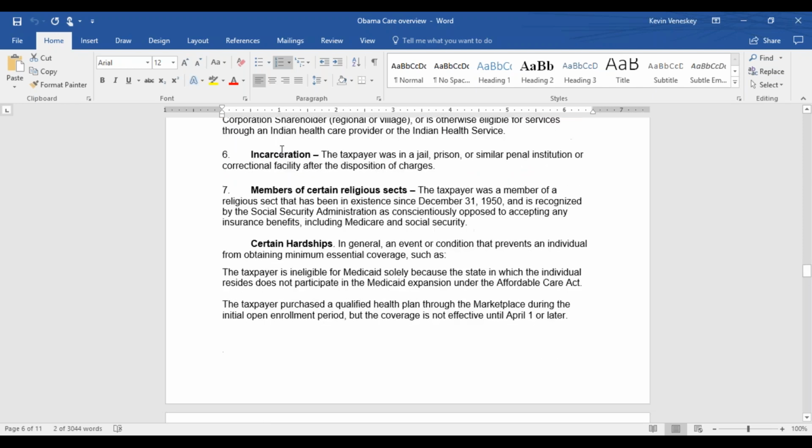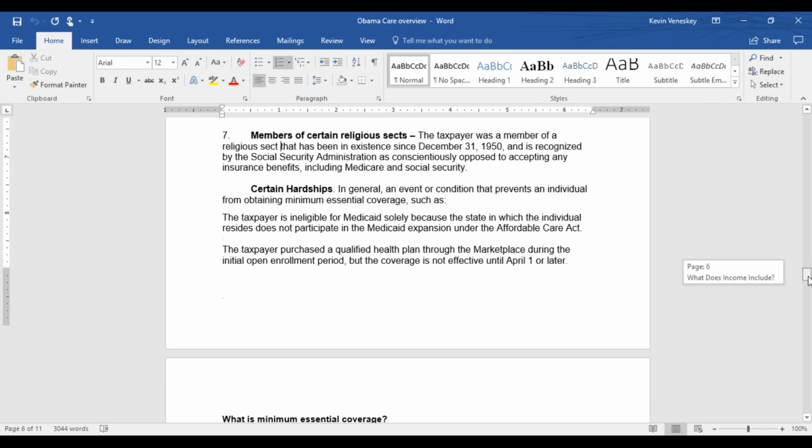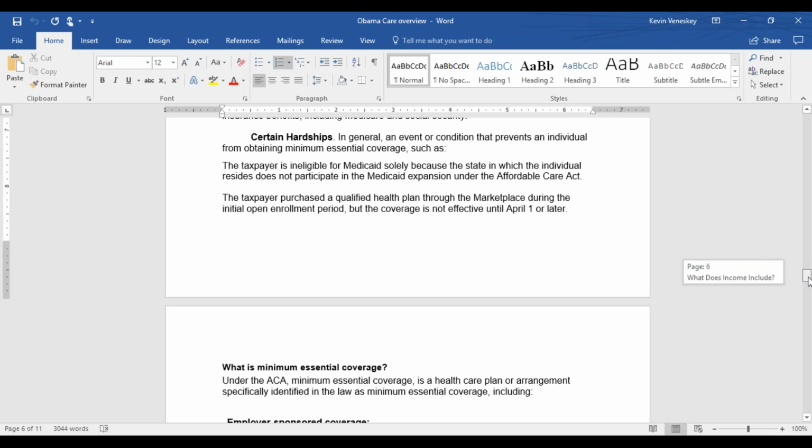Okay, if you're in jail, you do not have to have insurance. Certain members of a religious sect, these are very few and far between. As long as you are recognized by the Social Security Administration and you are opposed to accepting any benefits like Medicare or Social Security, which are going to be very few and far between, then you do not have to have health insurance. So not just anybody can say my religious beliefs don't allow me to have this. That doesn't count.